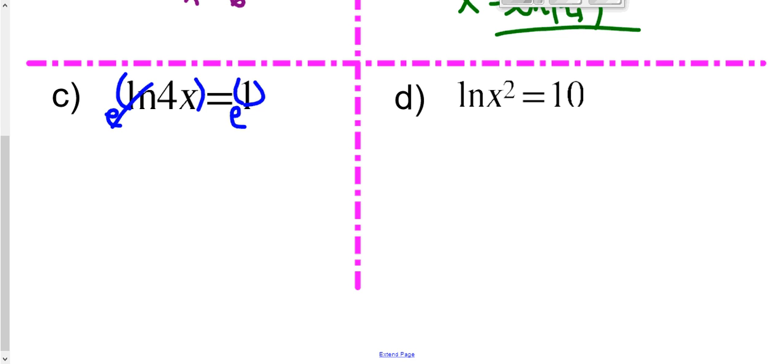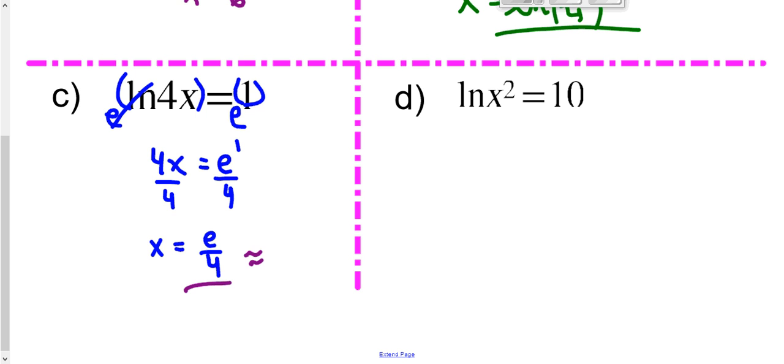So over here, our e and ln cancel, and we have 4x equals e to the first, which we can just write as e if we want. And then we divide by 4 on each side. So x is e divided by 4. Again, if you're dying to get a decimal, you can use your calculator, but generally I just stop there. I do have the decimal for this one. I don't have my calculator on me, so I can only go by what I wrote previously. 0.680 is what I got.